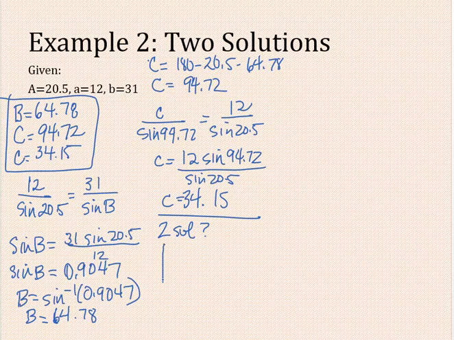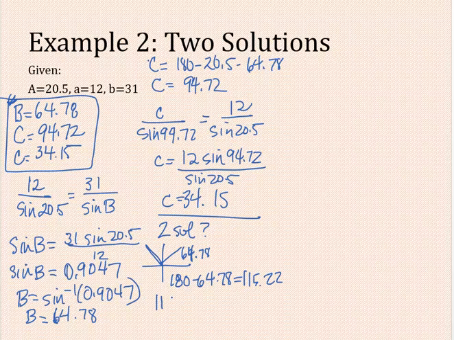So what do we do? Think about your graph. The first angle we found was B, so go back to B. This angle is 64.78. I need to find the angle over here that has the same sine value, and I do that by finding the supplement. So I do 180 minus 64.78, and I get 115.22. Then I'm going to take that 115.22 and add it to the given angle, which was A, 20.5. When I do that, I get 135.72, which is less than 180, therefore, two solutions.